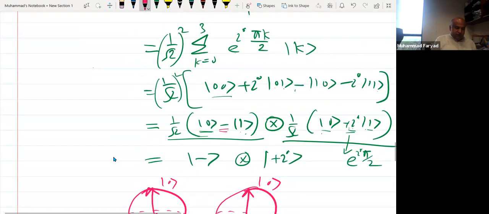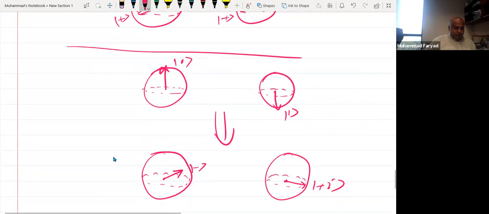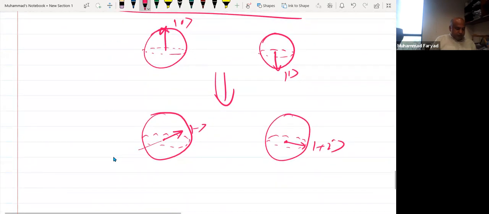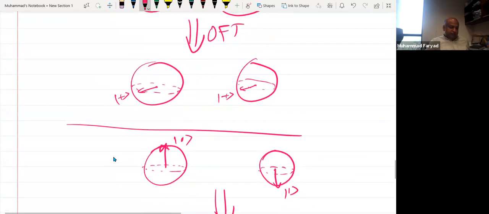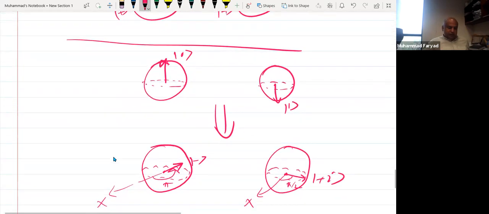So this is a state with phase pi, because this minus is nothing but exponential iota pi, and this plus iota is nothing but exponential pi by 2. So this has a phase pi, and this has a phase pi by 2 on the Bloch sphere. This is the x-axis, so this is a phase of pi, and this is a phase pi by 2. So this is a plus state.